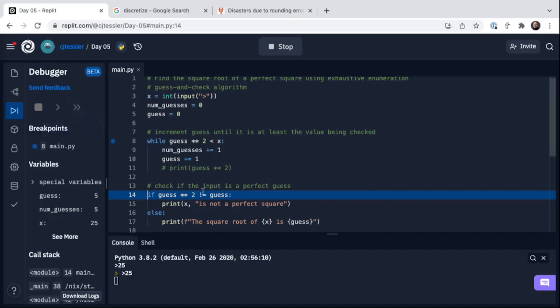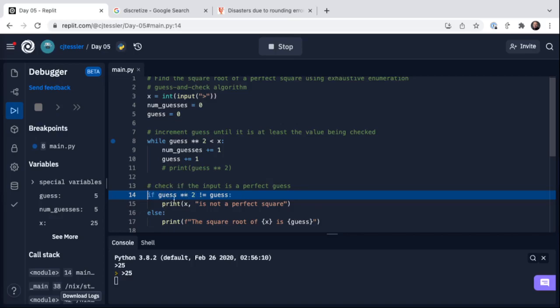So if we look at this, guess squared is not equal to guess, then we print it as not a perfect square. So this logic is a little bit off, because obviously guess squared is not going to be equal to guess, right? And honestly, some of you probably spotted that before me. It just goes to show how easy it is to make a little bit of a typo. So what should this line be?